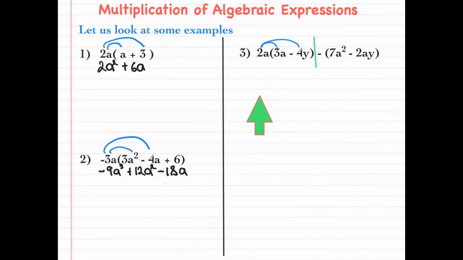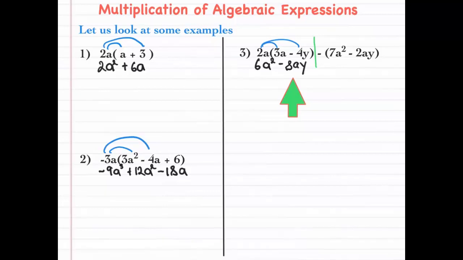So I'm going to multiply those. So here we go. 2 times the 3 gives me a 6. And then we have the a with the a. Write the a and the exponent there plus the exponent there. So 1 plus 1 gives me 2. And then a positive with a negative gives me a negative. And then 2 times 4 gives me 8. And then not the same letters, but a times ay gives me ay.